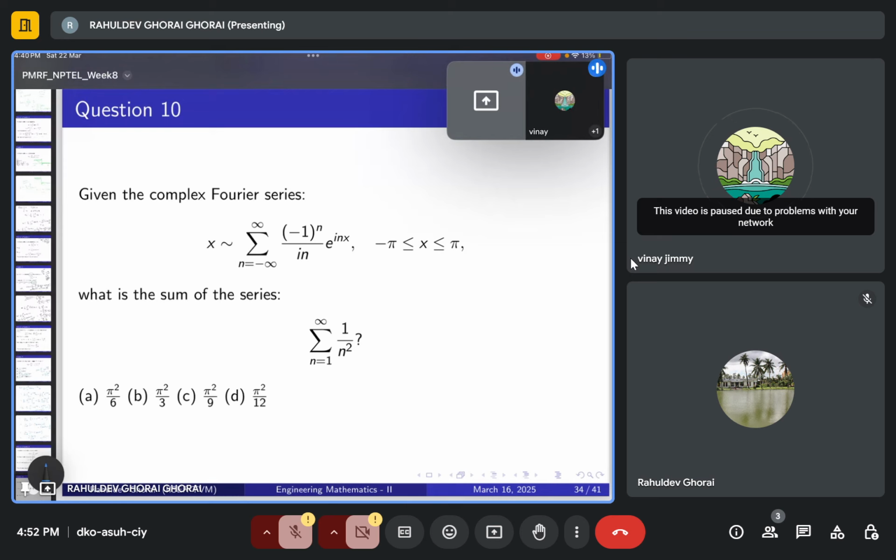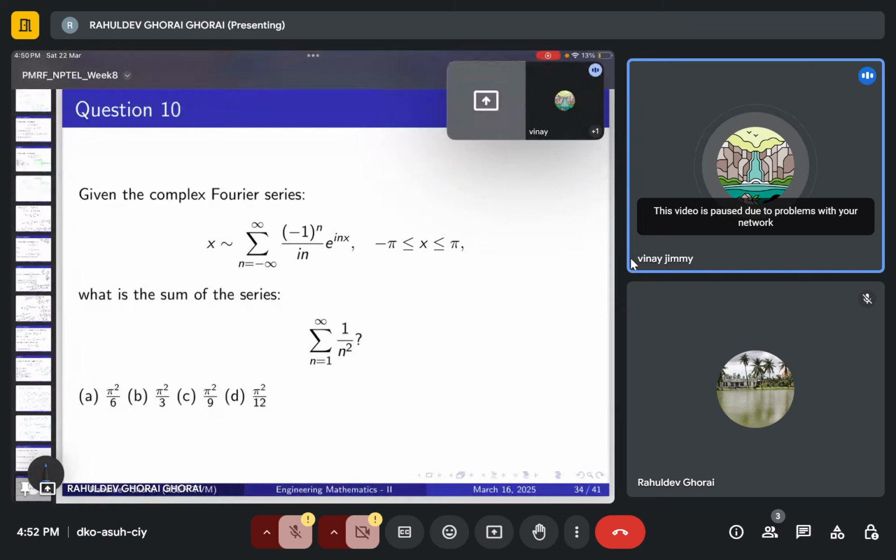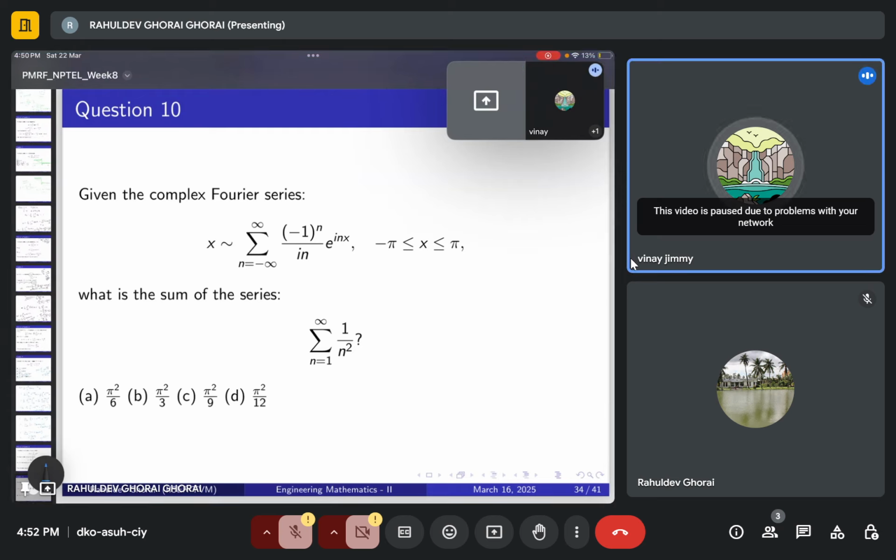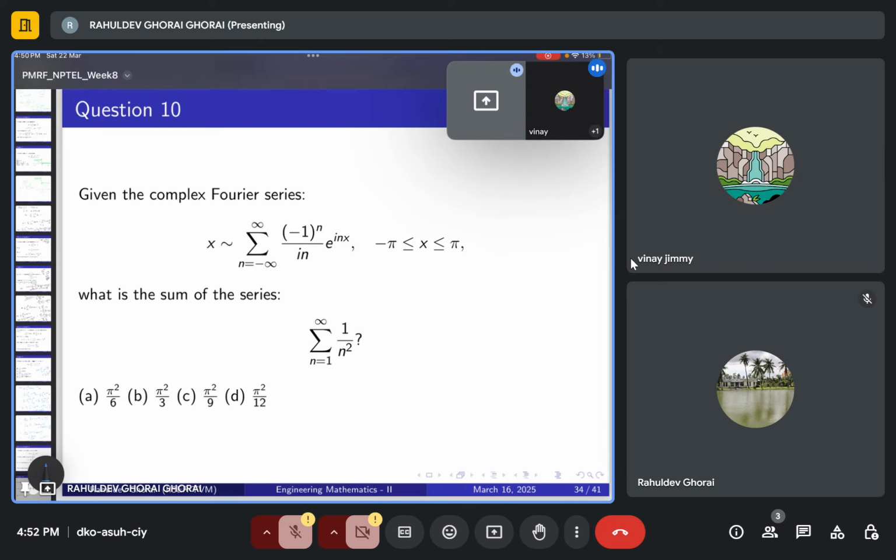No, I don't understand what you're telling. Sir, first we have to integrate it and then put the value of n equal to 1, 2, 3, 4. But do you get this 1 over n square summation? Yes, sir. That form, we have to bring it in that form, sir.